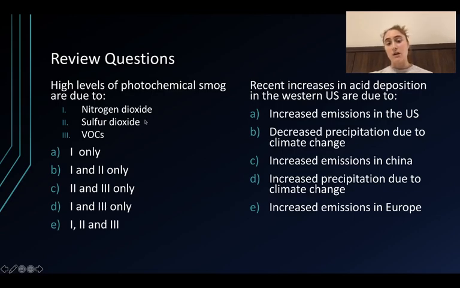Sulfur dioxide is what contributes to acid deposition, as does nitrogen dioxide. Recent increases in acid deposition in the western U.S. are due to increased emissions in the U.S., decreased precipitation due to climate change, increased emissions in China, increased precipitation due to climate change, or increased emissions in Europe. In this case, the answer is C, especially here on the West Coast. Most of it's coming from China. And that's also coming in from the westerlies, so our westerly winds.